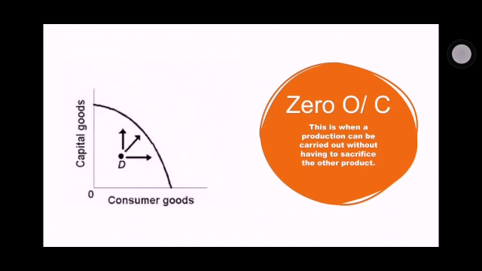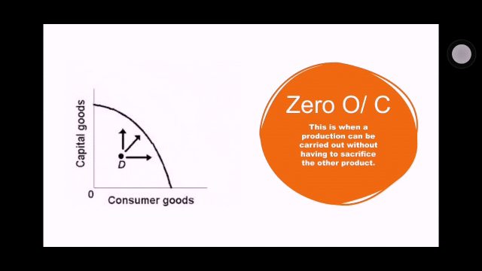Finally, it's zero opportunity cost that we are going to show. Now point D is a point inside the curve. What does that mean? It's a point that denotes unemployed resources. Certain resources are not yet used. So what if the economy is going out from point D towards the production possibility curve? Now zero opportunity cost, we learned, is when production can be carried out without having to sacrifice another product. Without having an opportunity cost basically.